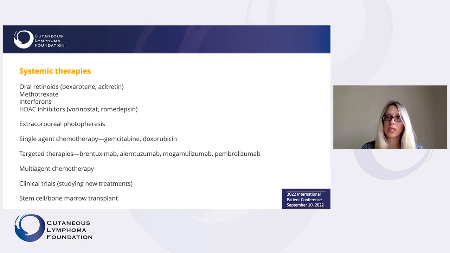Sometimes with very aggressive lymphomas, we use multi-agent chemotherapy. That's combining multiple chemotherapy drugs together to get a better response. I certainly want to mention clinical trials. These go on sometimes in private practices and also at academic centers. And it's where we study new treatments to see if we can find things that are better for treating. And finally, there are stem cell transplants and bone marrow transplants that are sometimes used for people with life-threatening disease.